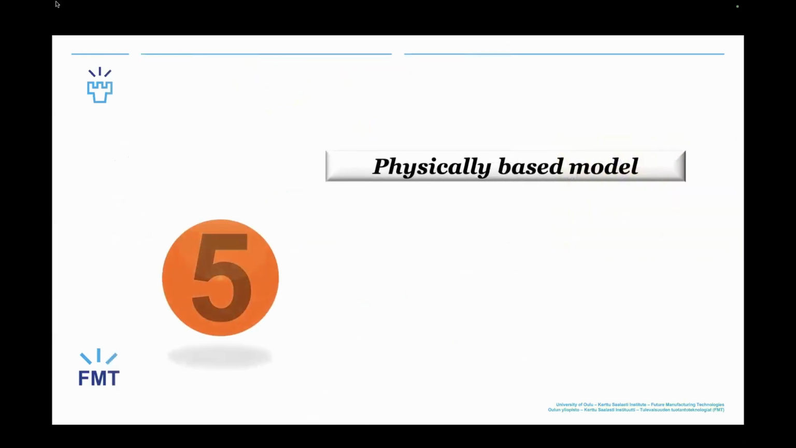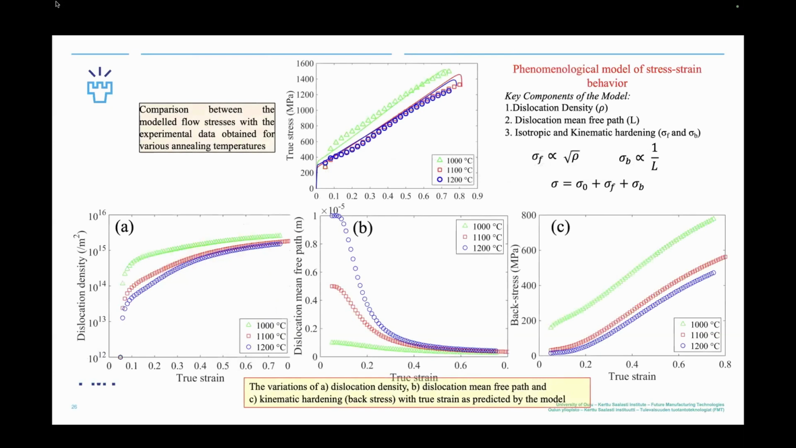Okay, we applied a physical-based model. The key components are dislocation density, dislocation mean free path, and back stress. And this is the result. You can zoom in if you need it. We can see that the dislocation density at 1000 is, of course, much higher than the other materials, and the back stress at 1000 is also higher than the other materials. So this is a physical modeling of the tensile behavior.